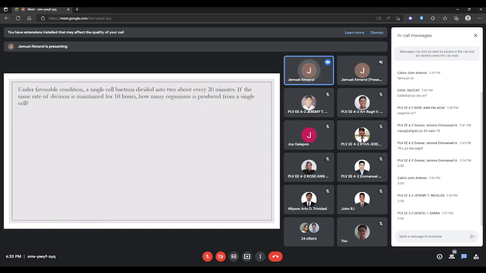Okay, next. Under favorable conditions, a single bacterium divides about every 20 minutes. If the same rate of division is maintained after 10 hours, how many organisms are produced from a single cell? So, sa unang hour, sa unang 20 minutes, di ba? Nagdoble na kaagad siya. 10 hours.